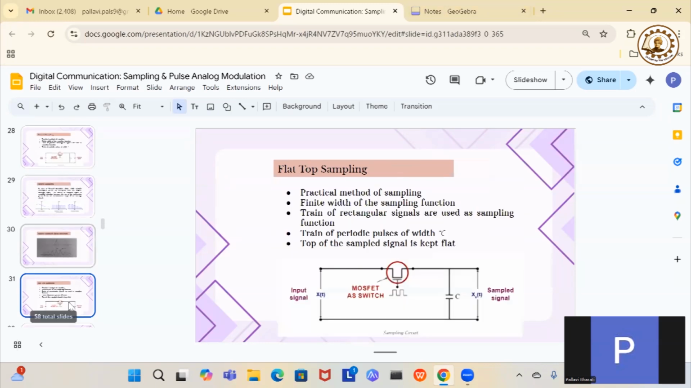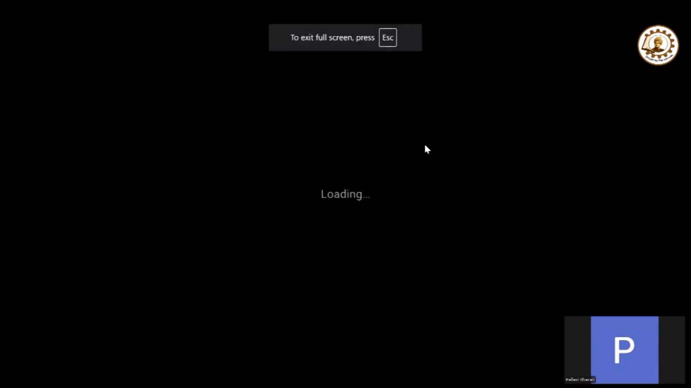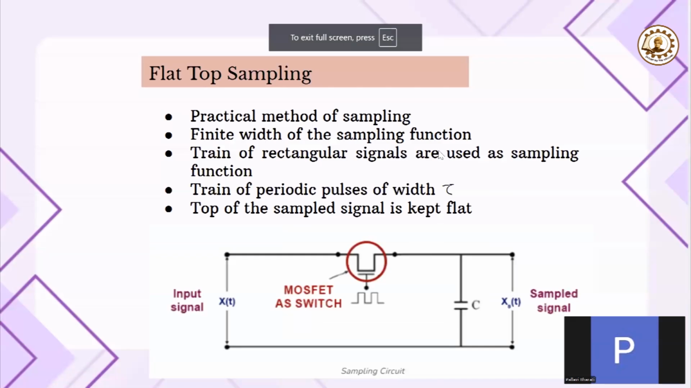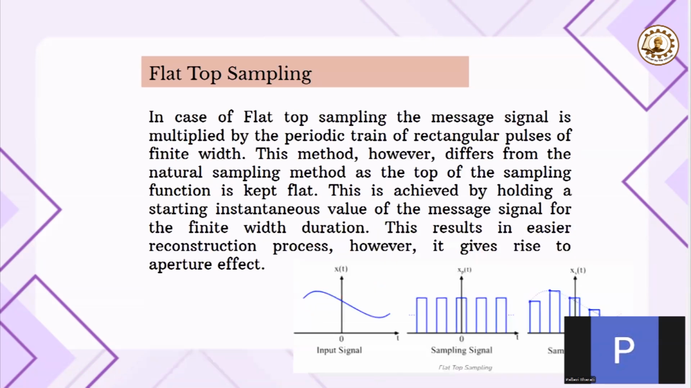Okay, now let's move on to flat top sampling. This is again a practical method of sampling. Finite width of the sampling function, the same rectangular samples are used. The same representation will be there, a train of periodic pulses of width tau. The top of the sampled signal is kept flat. In flat top sampling, you can see when the instantaneous value of the message signal is taken, that instantaneous value is retained. It is not following the top of the message signal. The message signal is multiplied by the periodic train of rectangular pulses of finite width, which means the sampling function in both cases is the same.